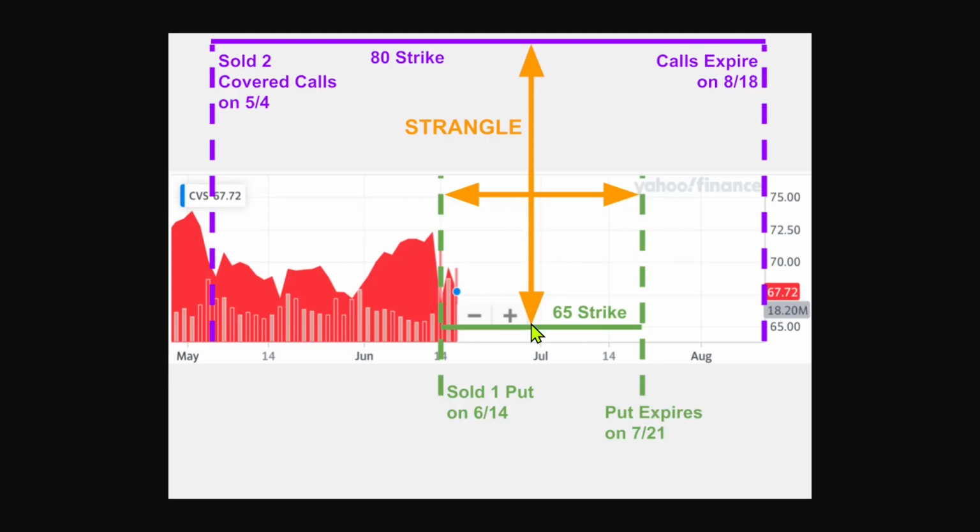And as long as CVS stock price stays between 65 and 80, I'll just collect all that premium from both the put and the call. Not a bad outcome. It would be better if CVS stock went up to 80 and even beyond it. Then I could roll these covered calls up and get a lot of price appreciation and collect all the put premium. Now the worst outcome is if CVS stock goes down below 65. But even in that case, I get to lower my cost basis by buying 100 more shares at the 65 strike, and collecting the call premium.